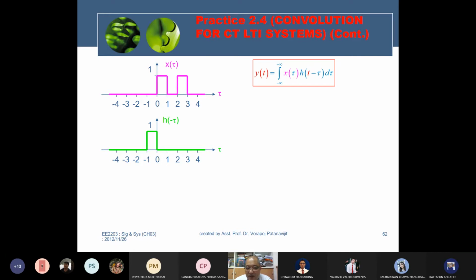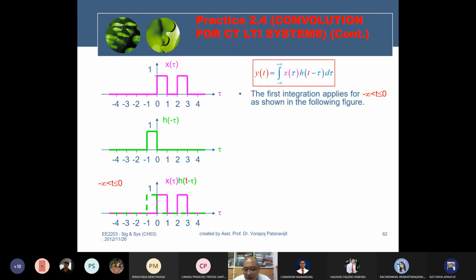Now, after you fix them, you fix the pink one first, in this form, and the green one here. Now you move the green one to the far left, where t equals minus infinity, at this location. Now try to see how many intersection patterns there are. When you observe them clearly, you can see that the first interval is between minus infinity and 0. It has no intersection yet.